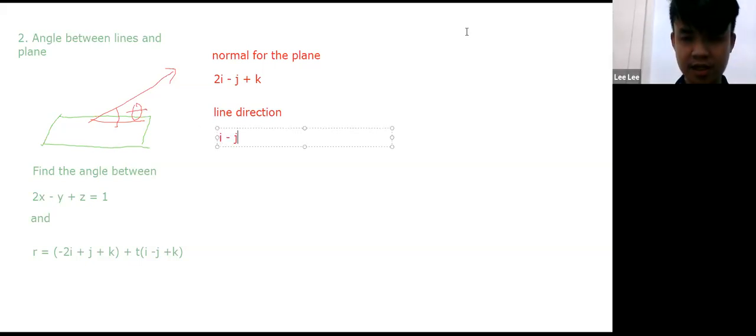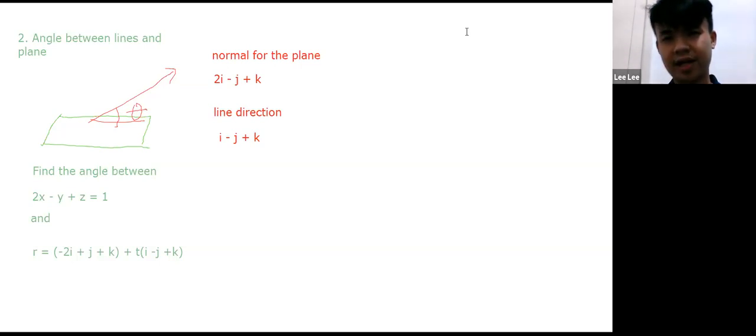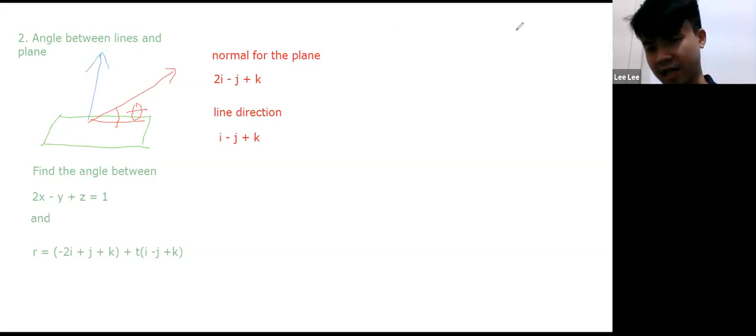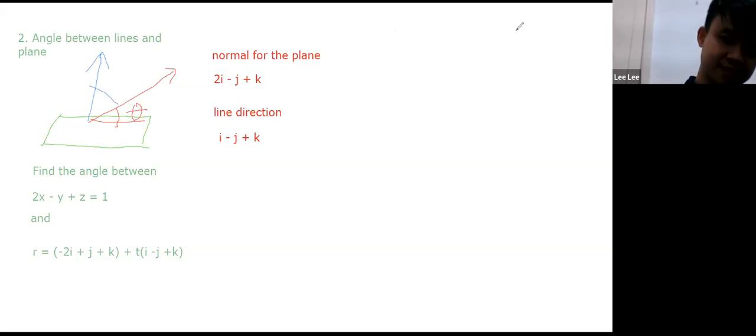I minus j plus k. So why did I ask you to do so? Back to the diagram that I provided just now, you are finding this angle. So now you have the line direction, and you have identified the normal direction. You cannot find the theta directly, but you can find the alpha.